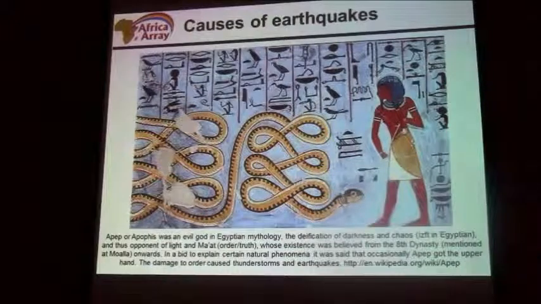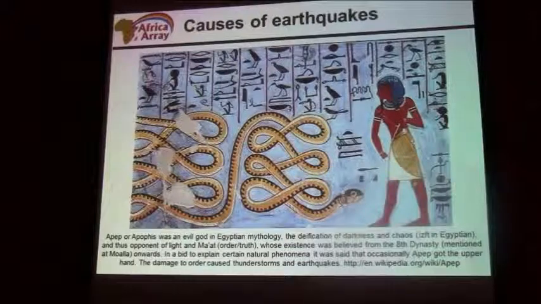And so I found this on the internet, and being in Egypt, I thought, well, let's see what in Egyptian mythology is seen as the cause of earthquakes over here. This is what I found. It says that Apep, or Apophis, was an evil god in Egyptian mythology, the deification of darkness and chaos, and thus the opponent of light and order and truth.